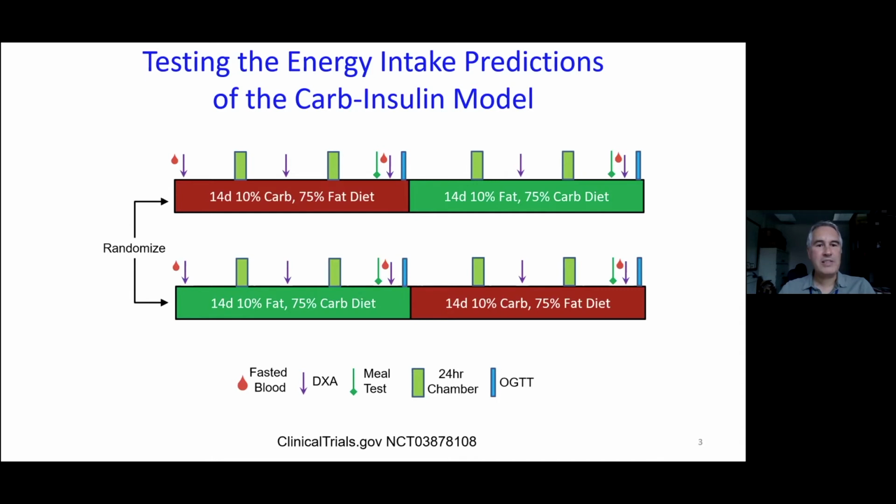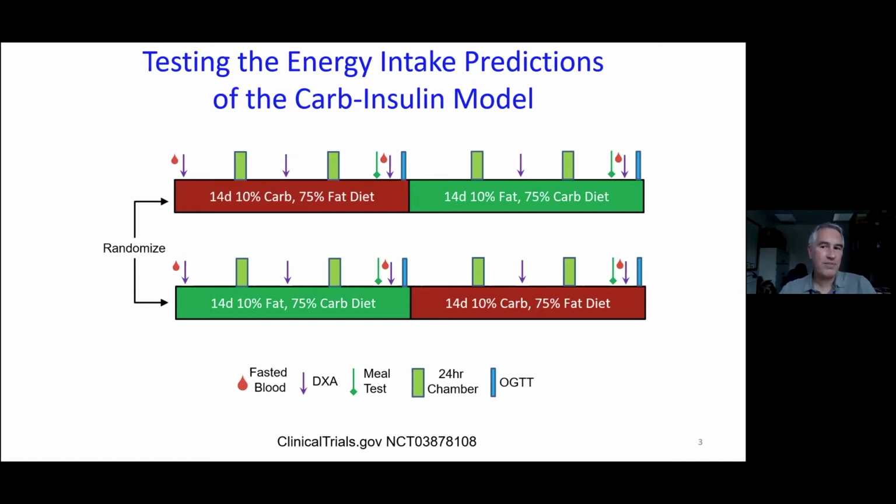And in one case, we randomize people to receive, for example, the first diet would be 10% carbohydrate, 75% fat, and 15% protein. And then they were switched at the end of the first 2 weeks to a 10% fat, 75% carbohydrate diet. So some people were randomized to that diet order, and the other half were randomized to the reverse diet order in the bottom.